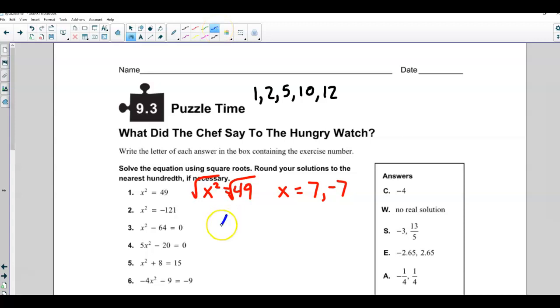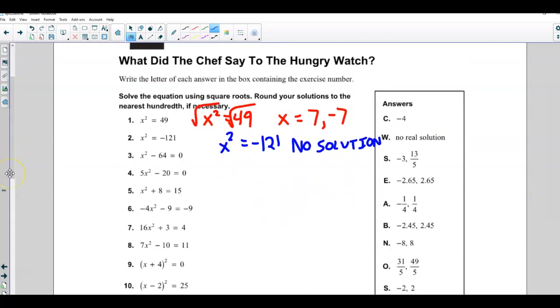Number 2 then, so kind of the same thing, except a little bit different there. So if I have x squared equals negative 121, same thing. So I want to take the square root of both. But if we end up taking the square root of negative 121, our calculator tells us it's an error. Can't be done. So no two numbers multiplied that are the same can be negative 121. So that one would be letter W, the no real solutions.